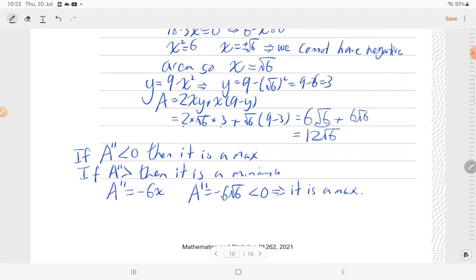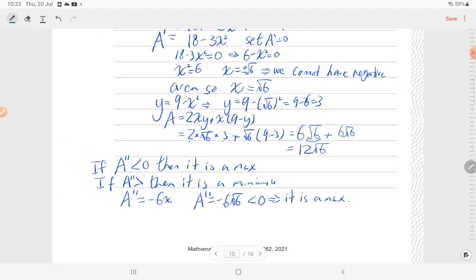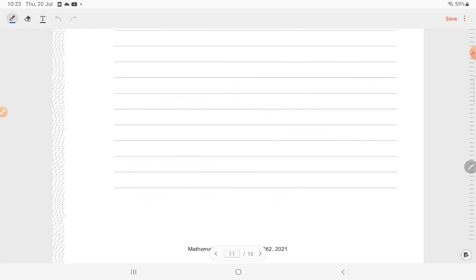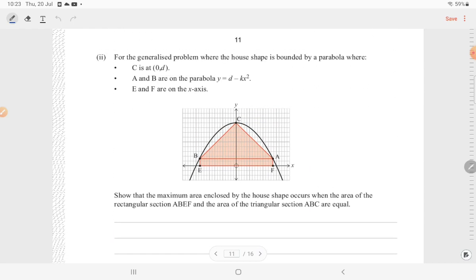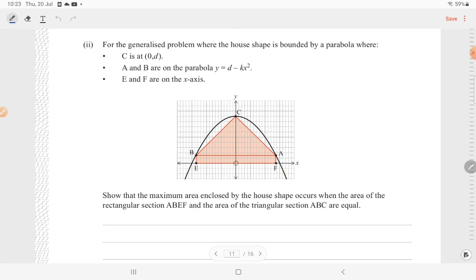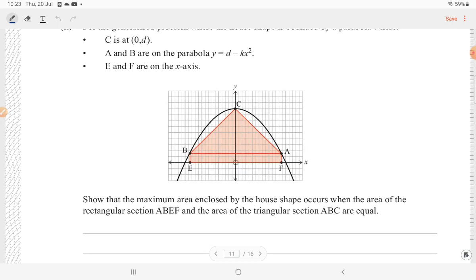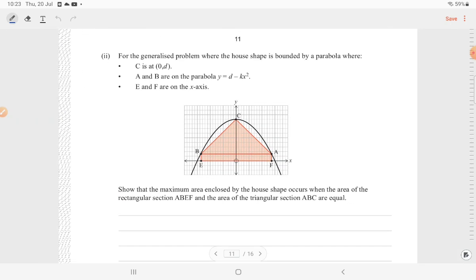Yes, let's continue. This is quite a tricky problem. I would not be surprised if this is in something like scholarship calculus for year 13s.